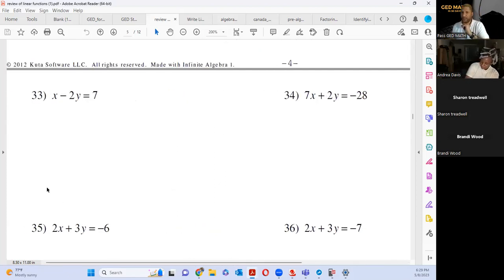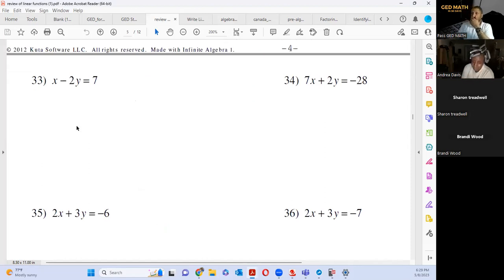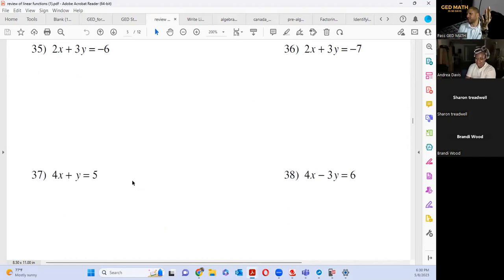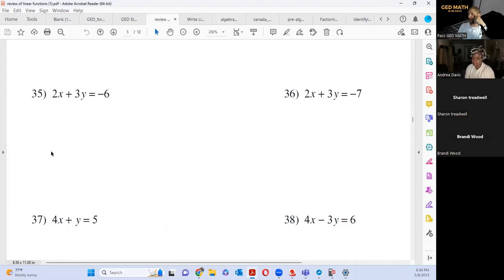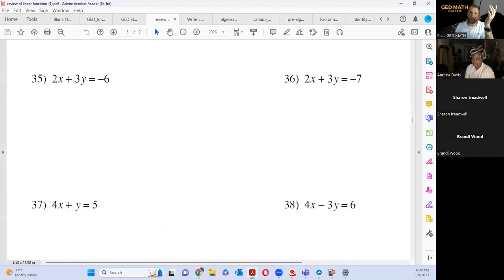Since there's 4 people here, let's all do a problem. But these don't work out right. Let me try. So we're gonna skip 36. I'll do number 36 so you see it. It's still easy, but remember the GED is gonna work out to whole numbers or common fractions.